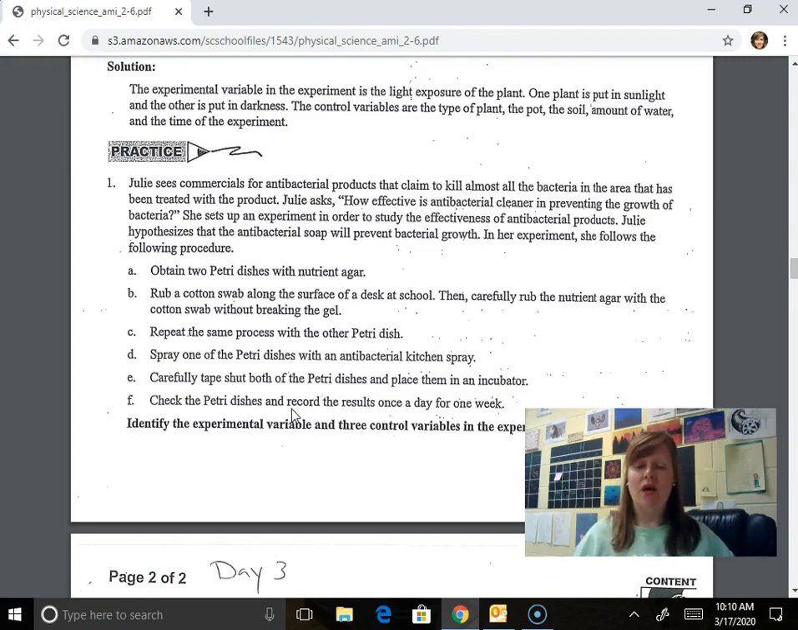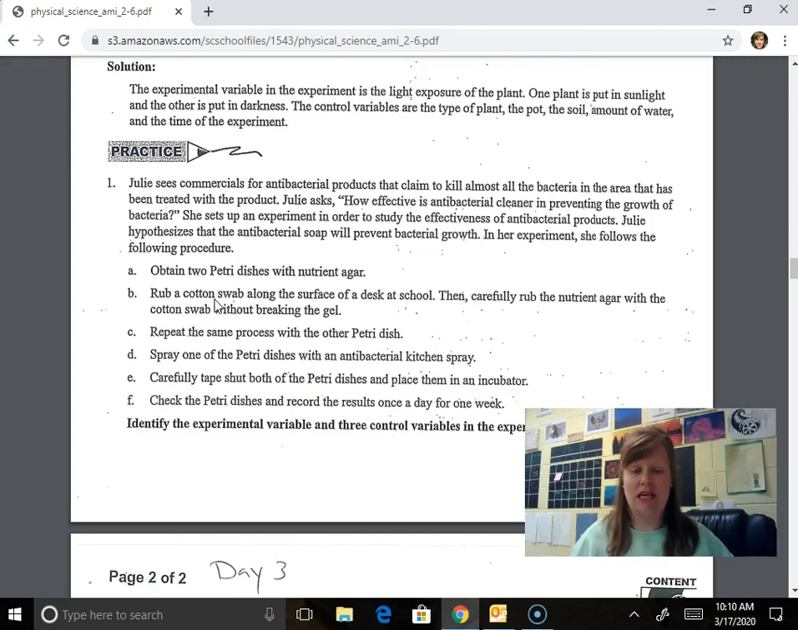Well, there you go. Okay, so we look back and we say, what did she change? If she changed something, that must be the experimental variable. And we can see in D that she changed 1 of the Petri dishes by spraying with antibacterial kitchen sprays. The other one stayed the same. So what did she do the same on both of them? So that is your control.